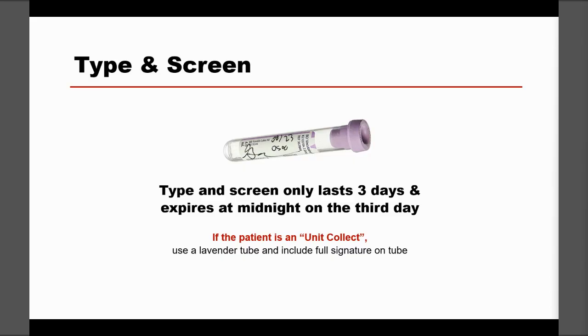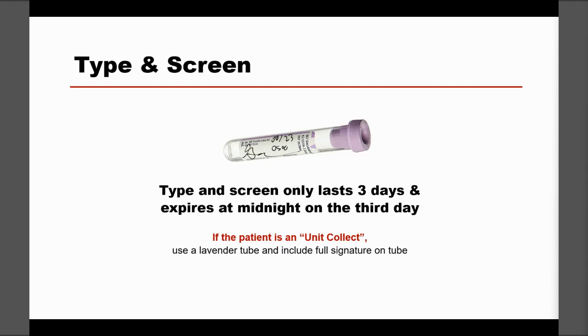And then earlier we talked about type-in screens. Our type-in screens only last 3 days if they were collected, and they expire at midnight on that 3rd day. So if, for instance, the patient's blood was collected on August 23rd, it would be good 3 days, and then at midnight, so it would be August 24, 25, 26 at midnight, it would expire. So it's a little bit over 3 days that it will last, depending on when you collect it.